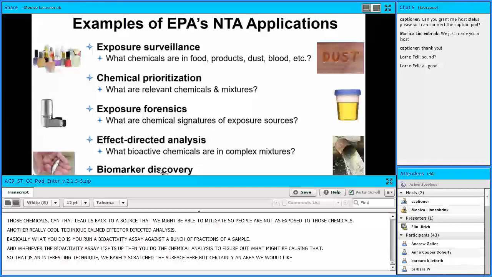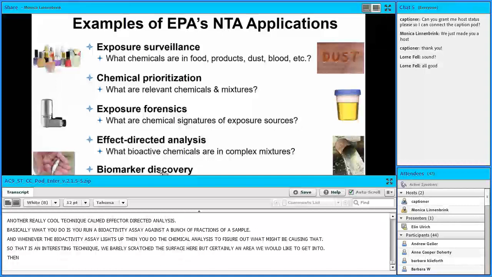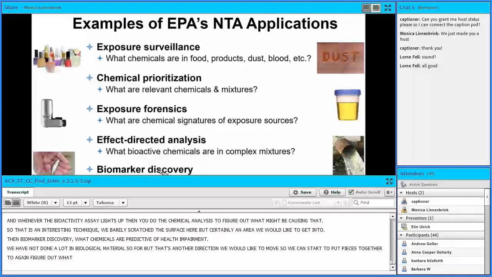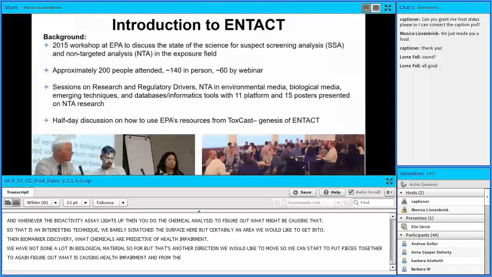And then biomarker discovery, what chemicals are predictive of health impairment. We haven't done a whole lot in biological materials so far, but that's another direction that we would like to move so that we can start to put the pieces together to, again, figure out what is causing health impairment and from the exposure standpoint.